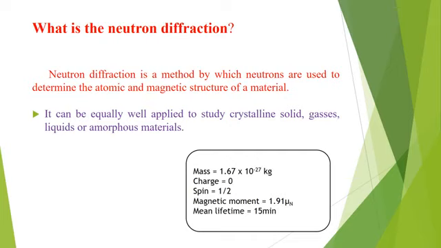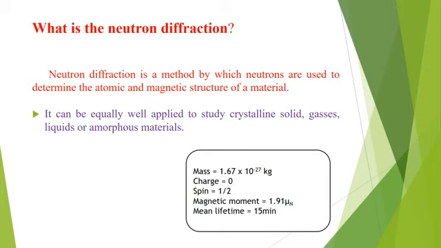So what is neutron diffraction? Neutron diffraction is a method by which neutrons are used to determine the atomic and magnetic structure of a material. It can be equally well applied to study crystalline solids, gases, liquids, or amorphous materials.